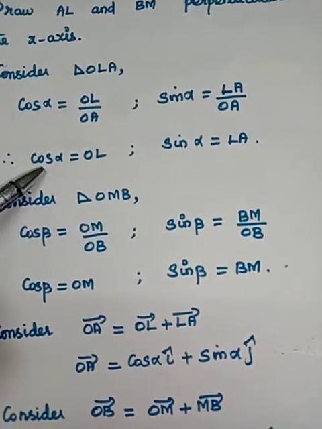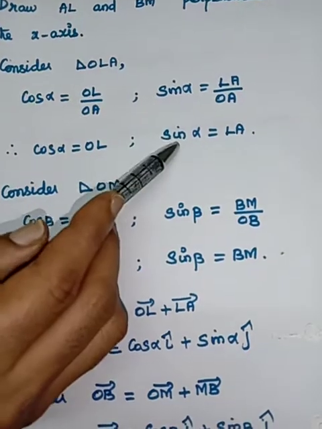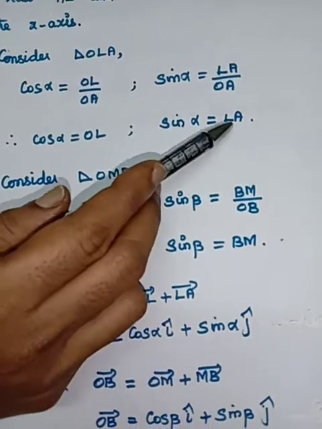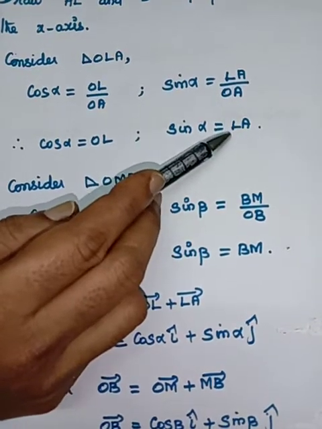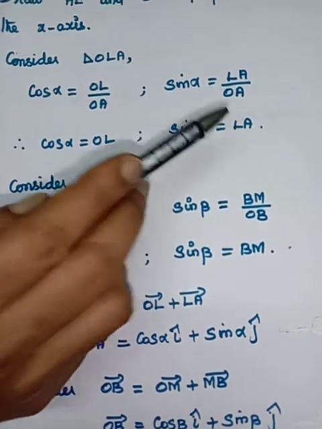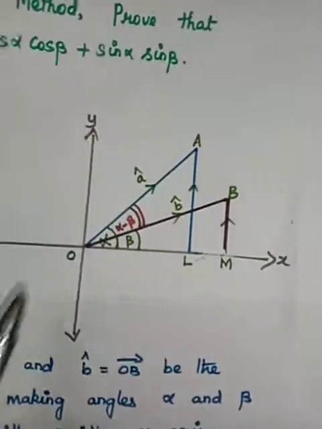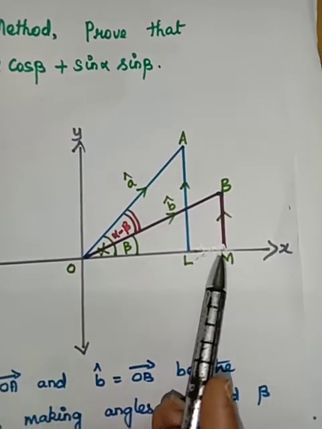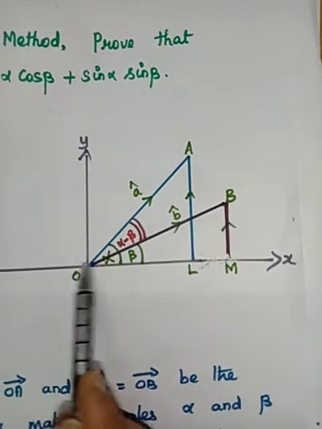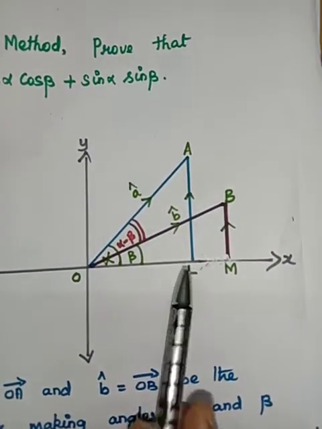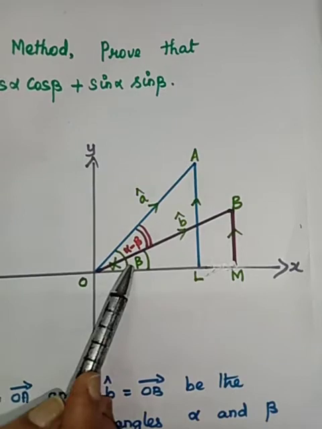So you are getting cos alpha is equal to OL and sin alpha is equal to LA or AL, because here we are representing only the length. Okay. So in the same way consider the next triangle OMB. This is also a right angle triangle. Okay. So what is cos beta?